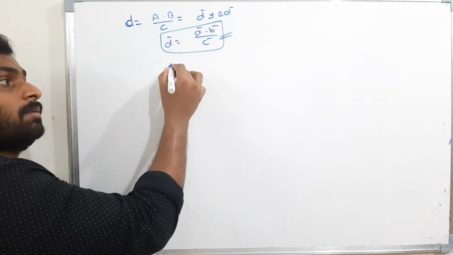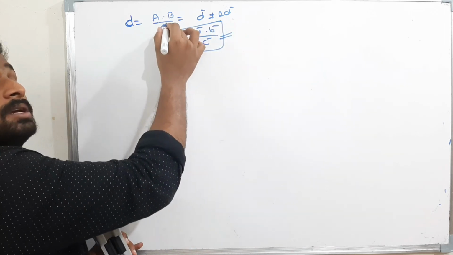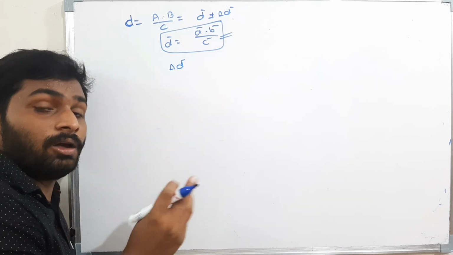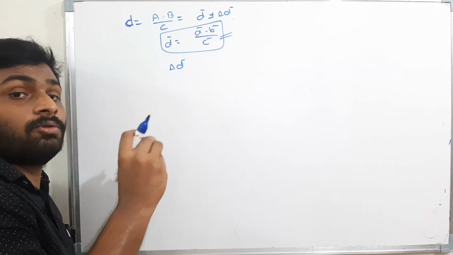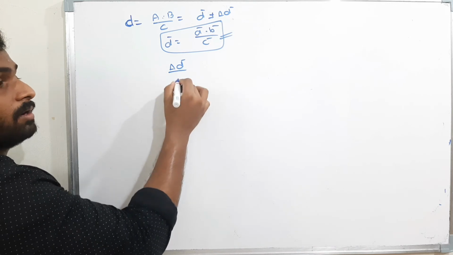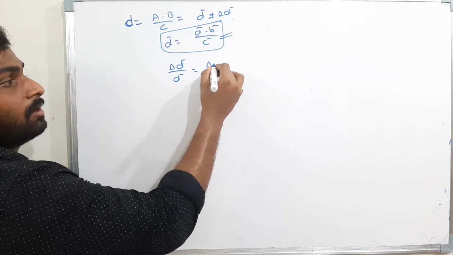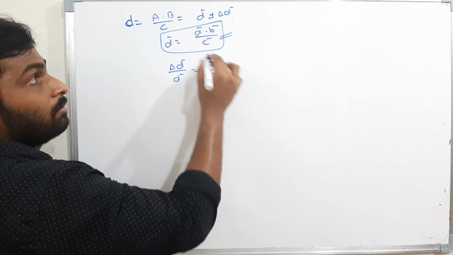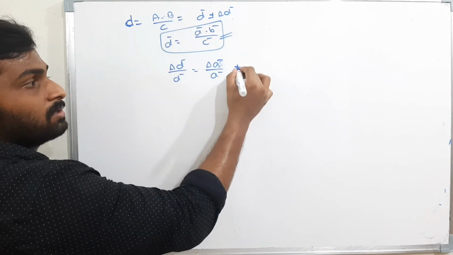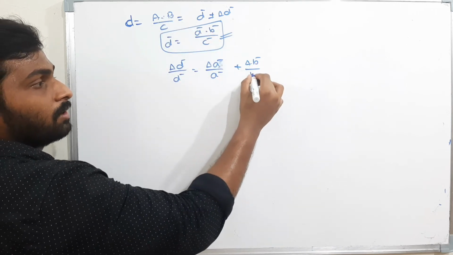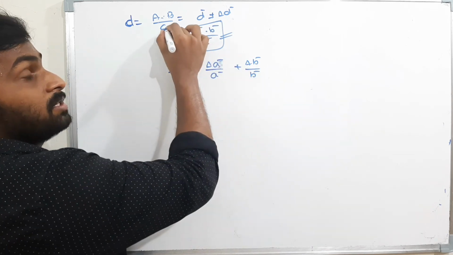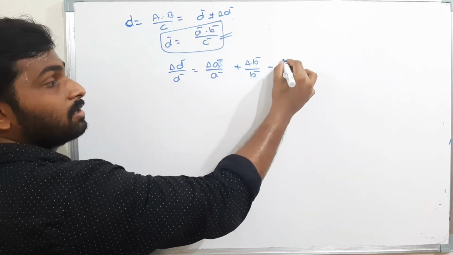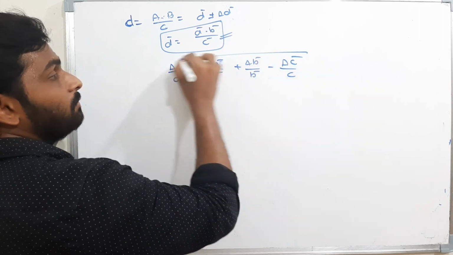How to find delta D bar? It is in multiplication and division. Therefore what formula I have to use? I can't directly add the errors. I have to use some form. What is that? Delta D bar by D bar is equal to delta A bar by A bar, both in multiplication. Therefore plus delta B bar by B bar. Now C is in denominator. Therefore it becomes minus delta C bar by C bar.